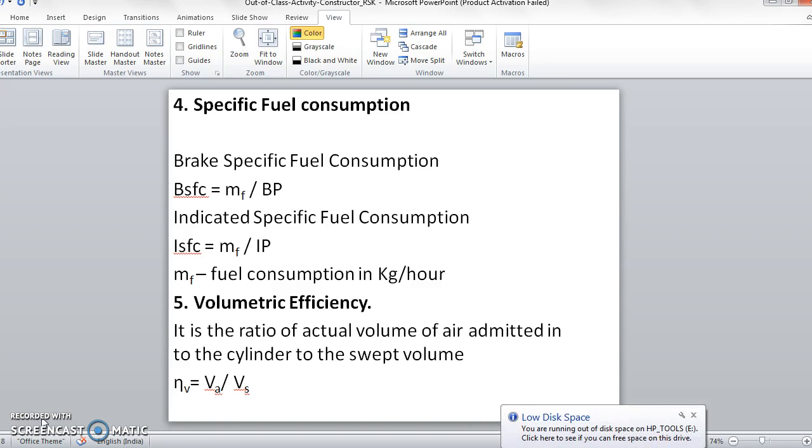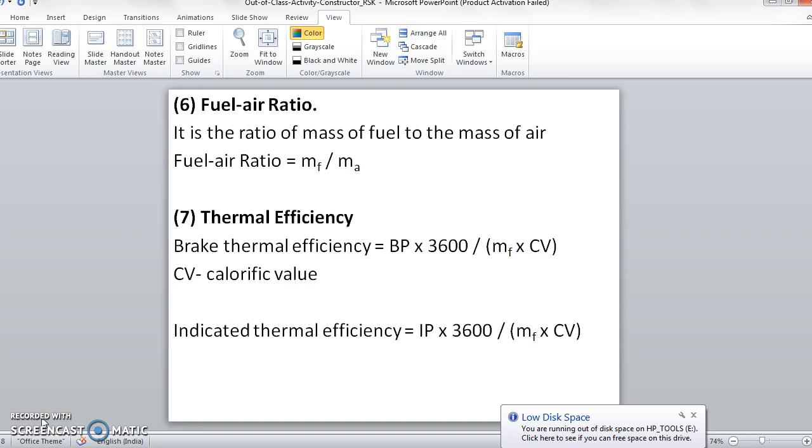Volumetric efficiency. It is a ratio of actual volume of air admitted into the cylinder to the swept volume. Fuel-air ratio. It is a ratio of mass of fuel to the mass of air. Thermal efficiency. Here again, we have one based on the brake power, the other one on the indicated power.